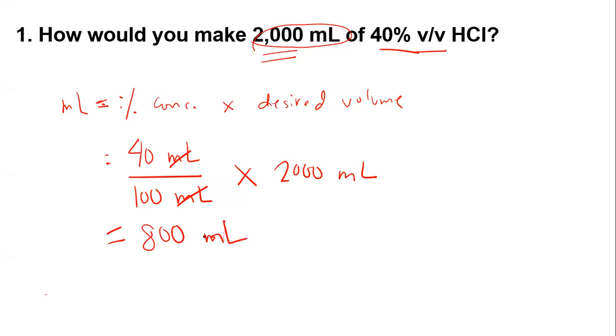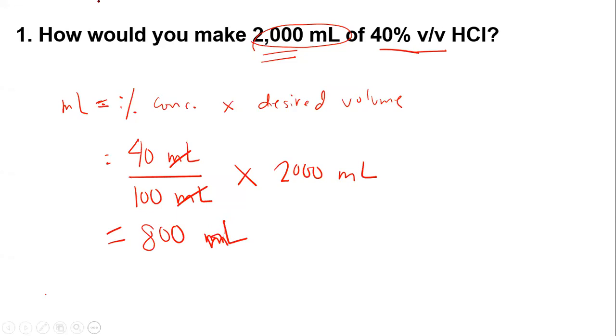800 ml. Okay. But the question now is, is this the final answer? No. So, hindi natin ibobox ito siya kasi hindi pa po yung final answer 800 ml. Remember, the question is how would you make? So, you need to answer this one in a sentence form. Okay? So, when you answer this one, no, how would you make?